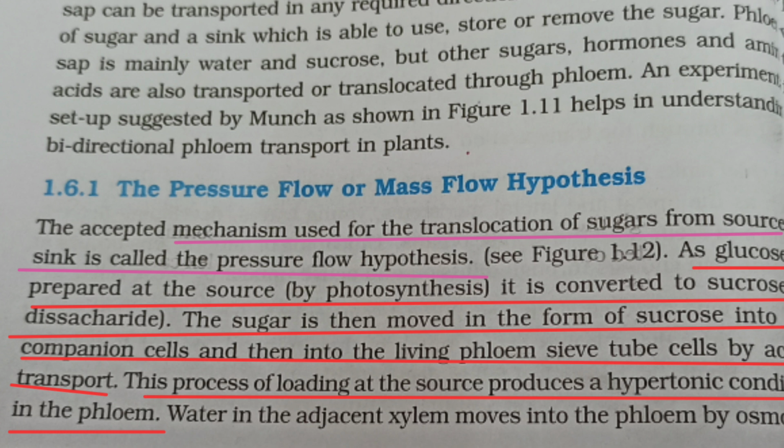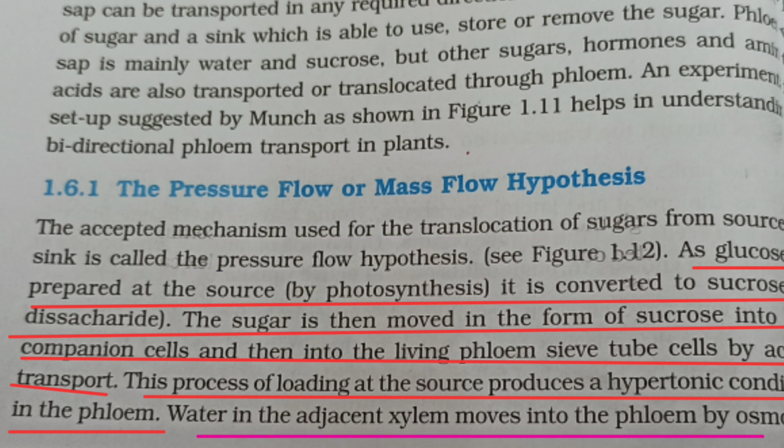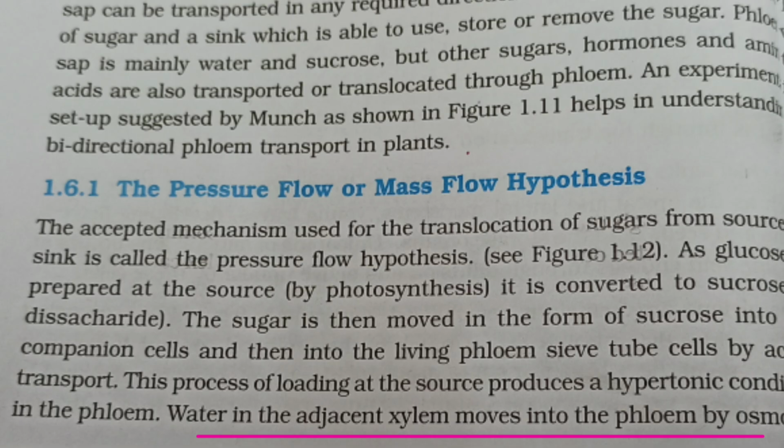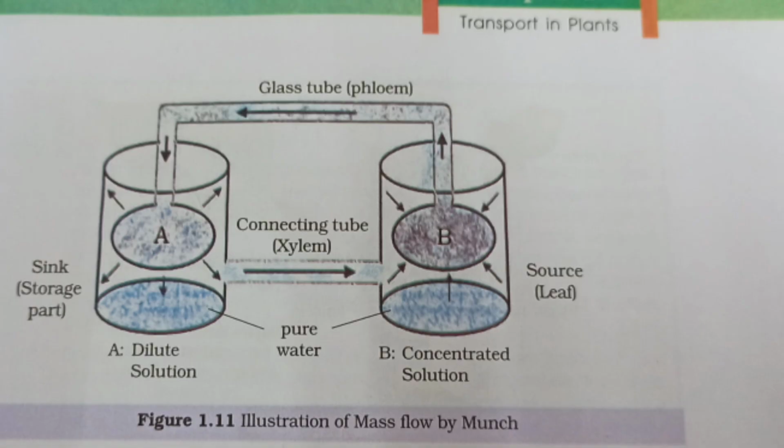This process of loading sucrose at the source produces a hypertonic condition in the phloem. Water in the adjacent xylem moves into the phloem by osmosis. As osmotic pressure builds up, the phloem sap moves to areas of lower pressure. At the sink, osmotic pressure must be reduced. Again, active transport is necessary to move the sugar out of the phloem sap and into the cells which will use the sugar, converting it into energy, or storing it as starch and cellulose.